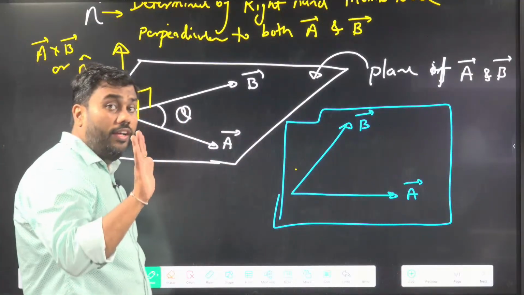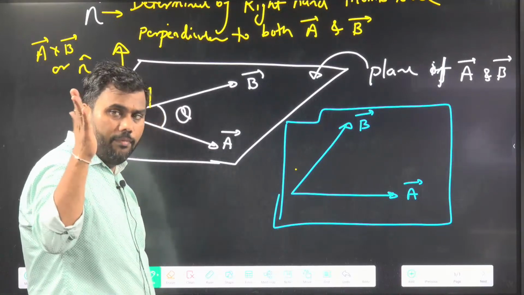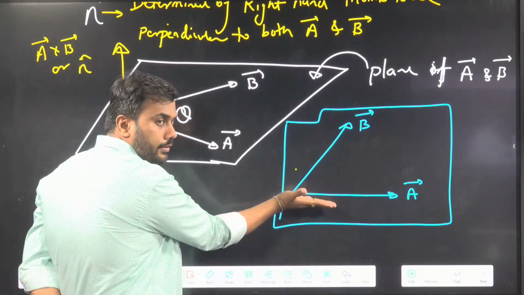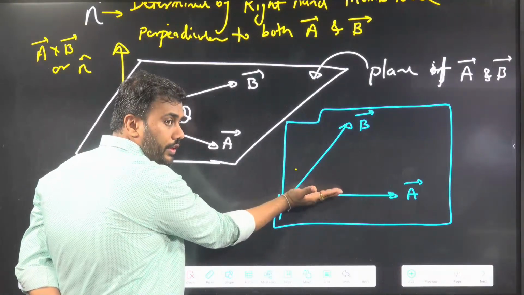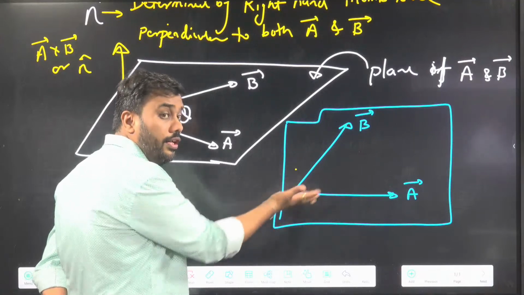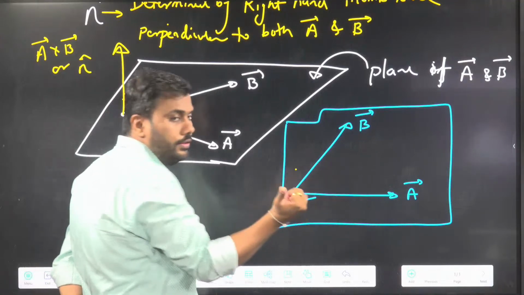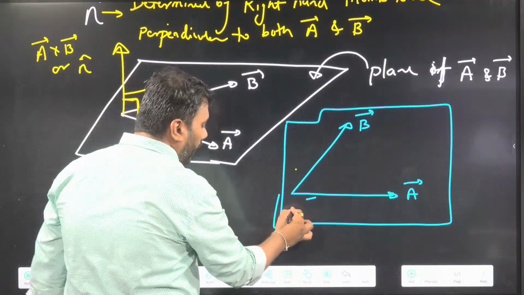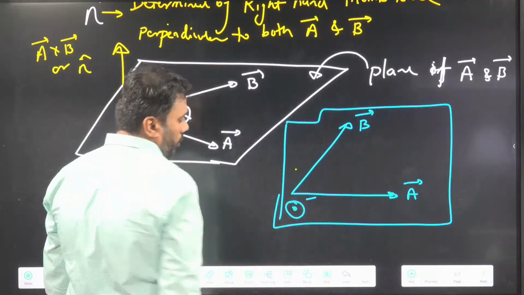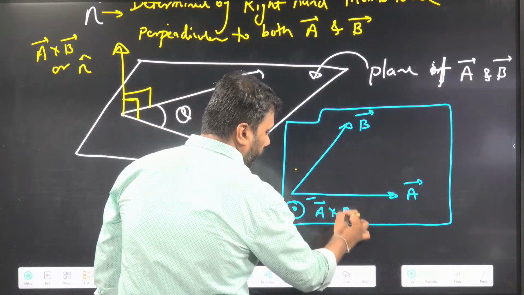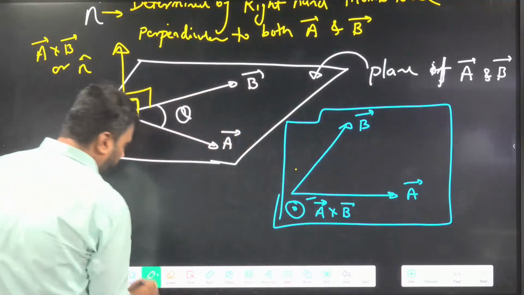Now, if I want to find A cross B, I will keep the fingers of my right hand in the direction of the first vector, like this. I will roll the fingers in the direction of the second vector. The direction of the thumb is outward, perpendicular to the board. Outward direction is represented by a dot. This is the direction of A cross B.